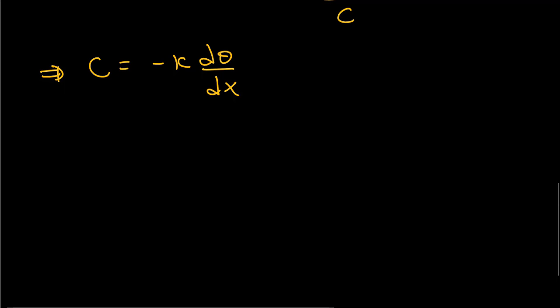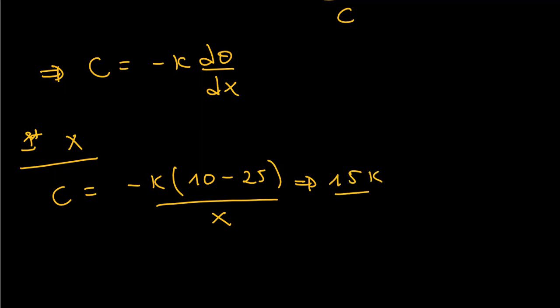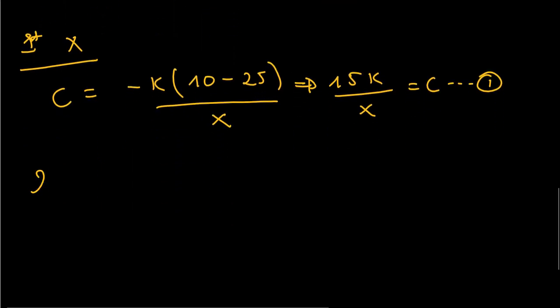And so we have the first case, the very first case at the thickness of x. So our constant C will be equal to negative K times the variation in temperature, 10 degrees Celsius minus 25 degrees Celsius, all of this divided by a thickness of x. So negative 15 times K will give me 15K divided by x is equal to C. Call that equation 1.